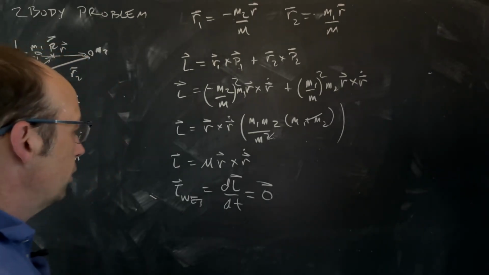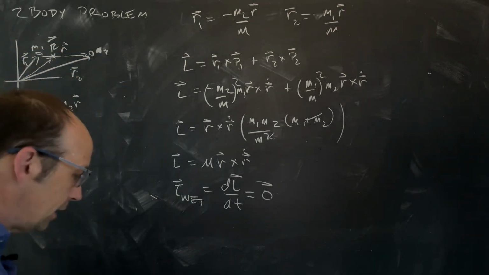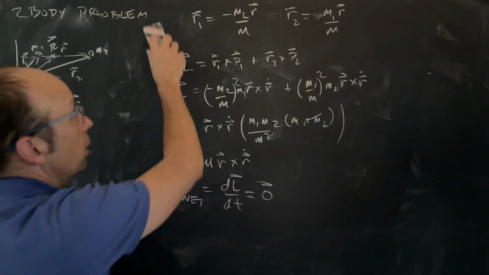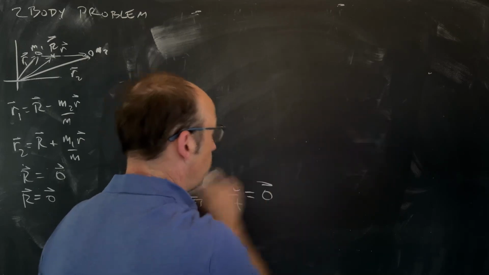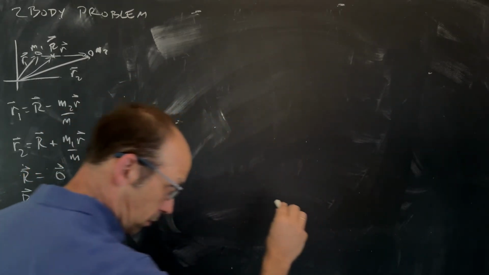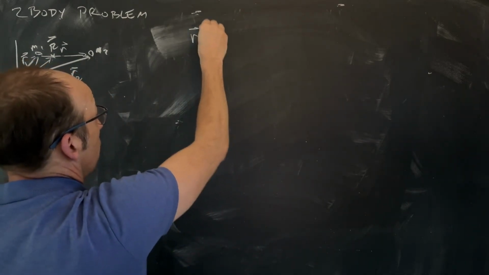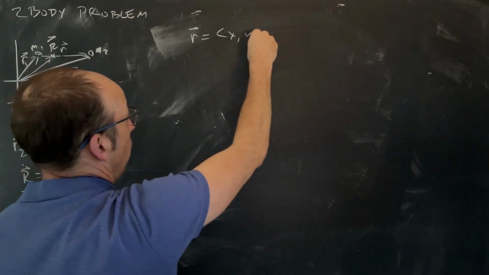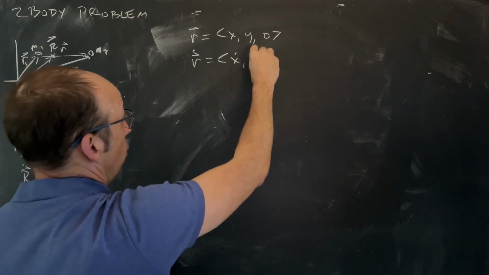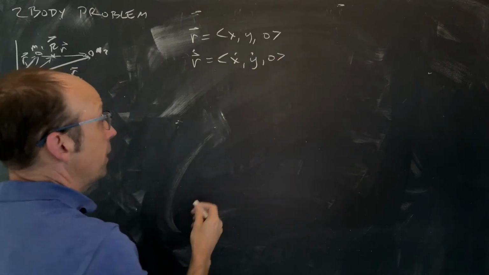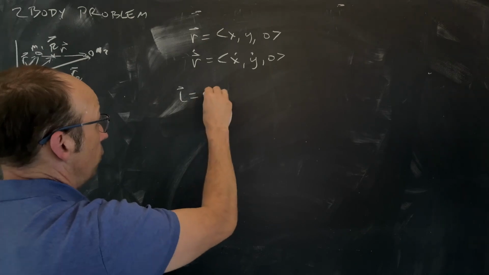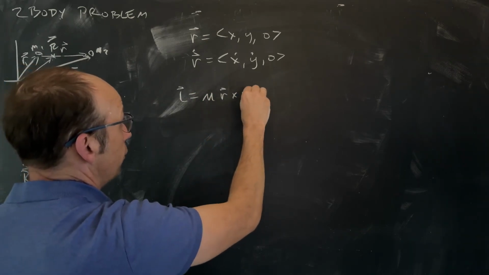Okay. So if the angular momentum is constant, let's just pick a value for the angular momentum. And we're talking about just the vector r. So I'm going to say, what if I say r is equal to x, y, 0, and then r dot would be x dot, y dot, 0. Let's just go ahead and find the angular momentum and take the cross product. L equals mu r cross r dot.